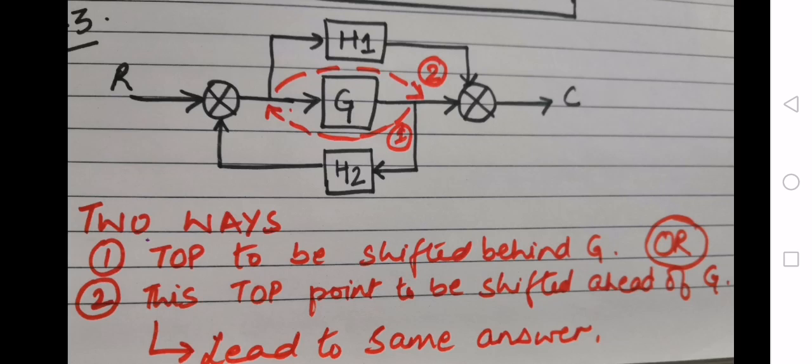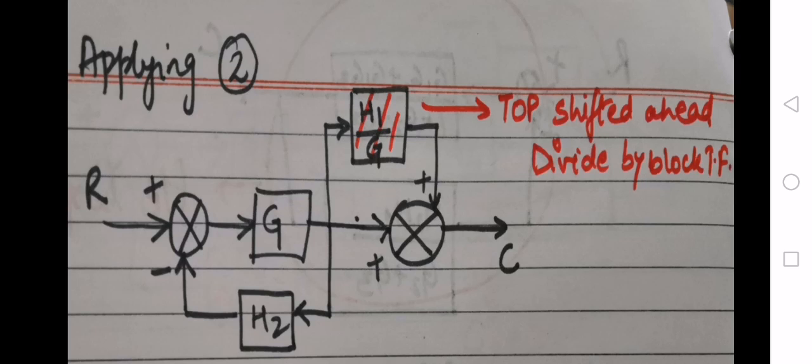So we can either choose path 1 to proceed or path 2 to proceed. Both will lead to the same answer. So what we have done is, we have applied method 2. We have moved the takeoff point ahead of the block, and we have already recapped that when we move the takeoff point before a block, then it has to be divided by that block. So this becomes h1 by g, and now we can simply see how simple this numerical has become.